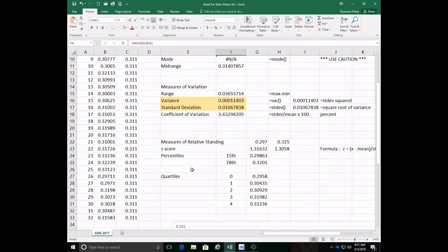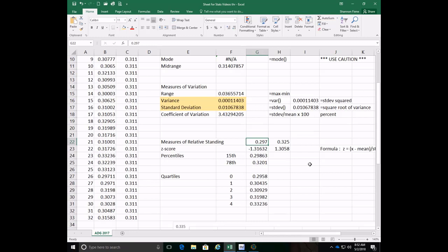So again, quartiles are just fancy percentiles. Now I can look here, and the reason for calculating the quartiles is that 0.297 is somewhere between 0 and 25. 0.325 is somewhere between 75th and 100. So these guys were doing in the top 25%. These guys were doing in the bottom 25%. So again, that's how we look at our relative standing.